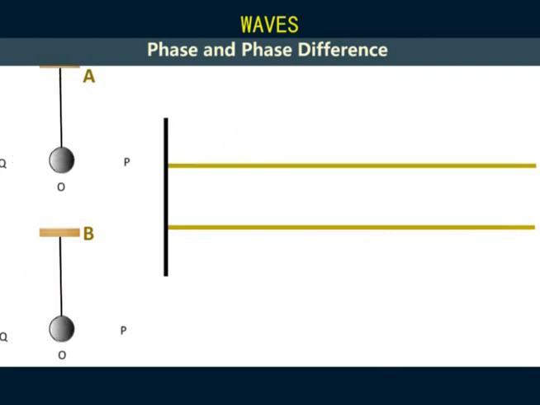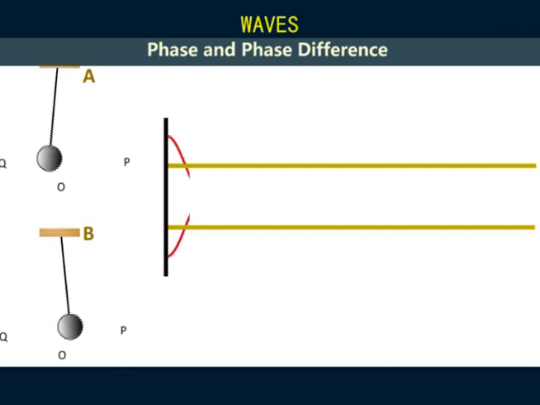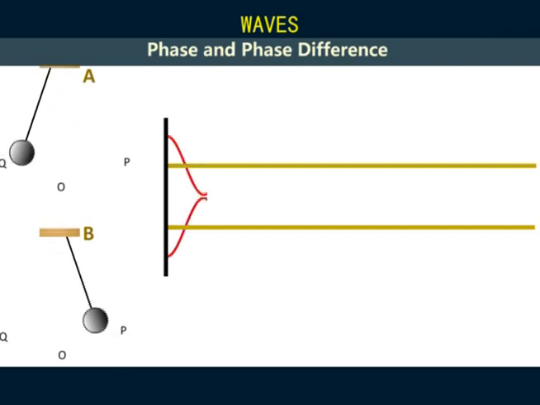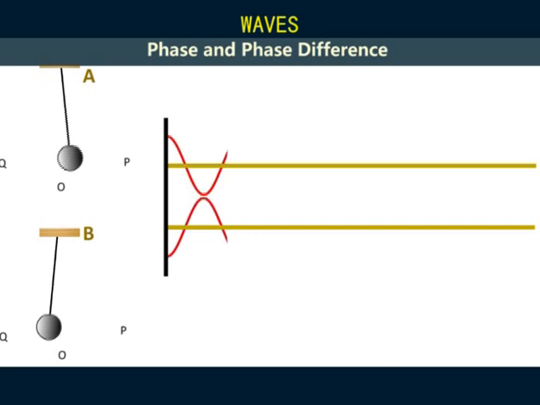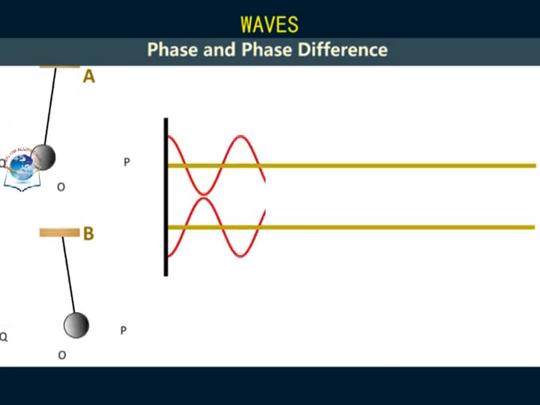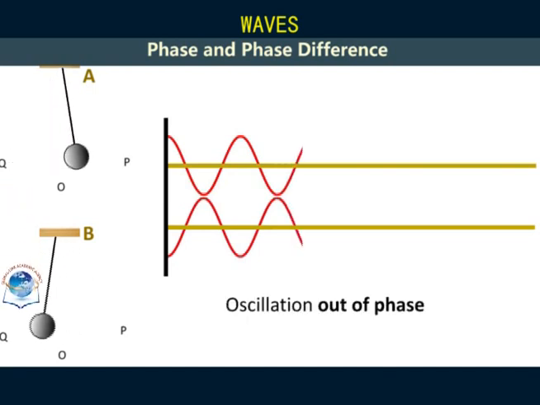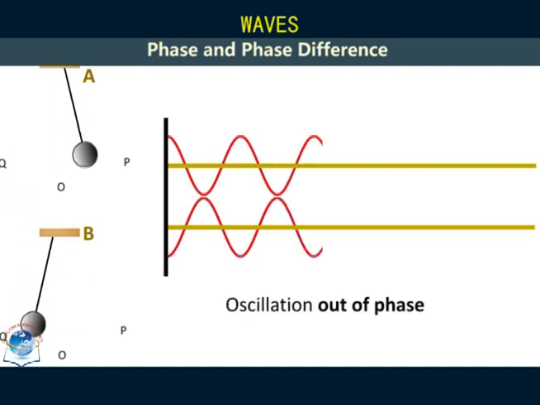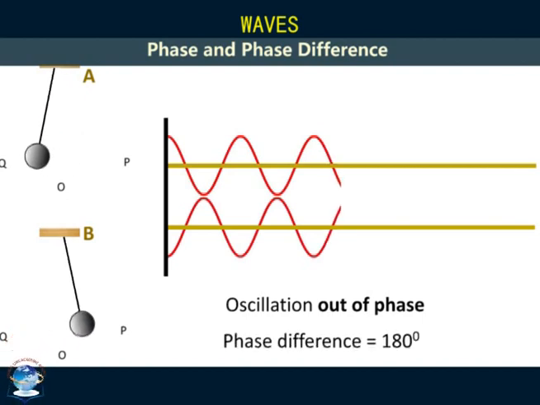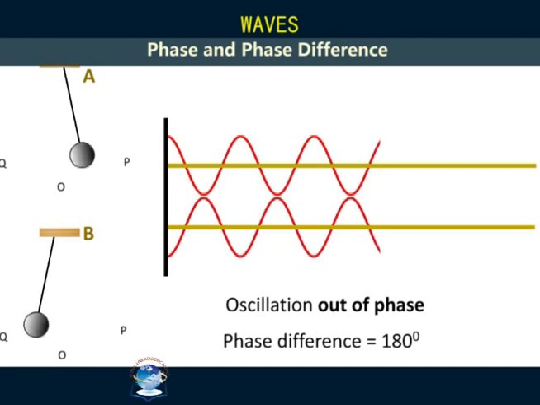If the waves are given initial displacements of equal magnitude, but in opposite directions, both will pass through point O at the same time, but moving in opposite directions. They also reach positions of maximum displacement at the same time, but in the opposite directions. Such oscillations are said to be out of phase. In this case, they are 180 degrees out of phase. This is the phase difference.